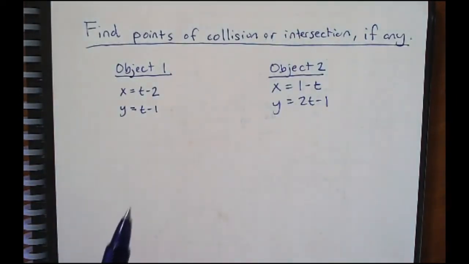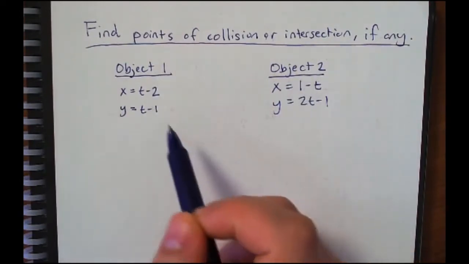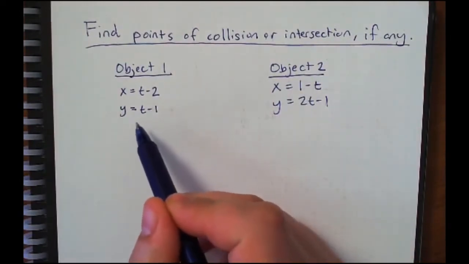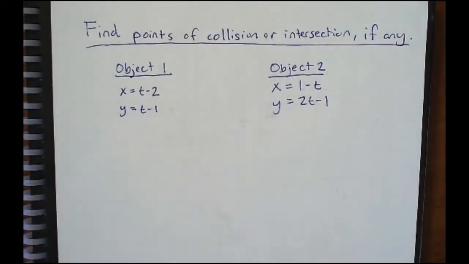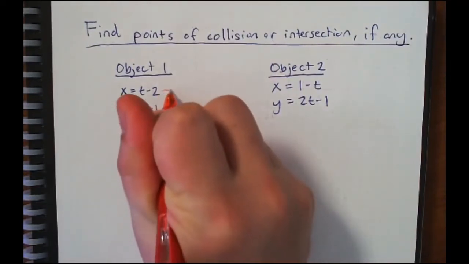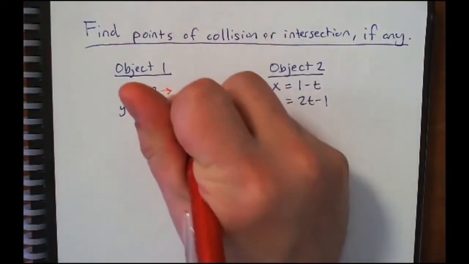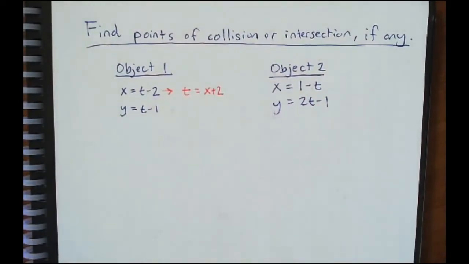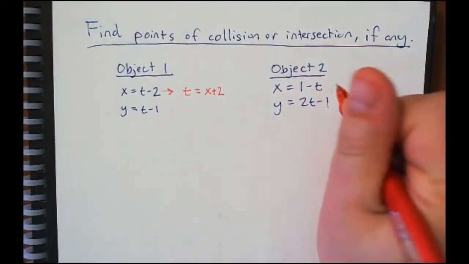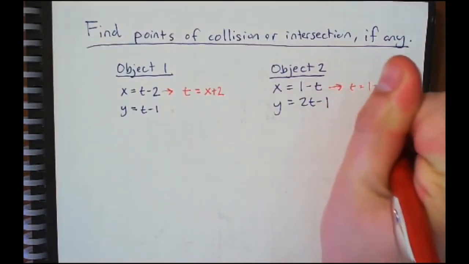To do that, I'm going to write both equations in rectangular form. So this is something we did last class, where we tried to write y in terms of x. And the way to do that is essentially solve your x equation for t. So like if x is t minus 2, then that means t is x plus 2. Similarly, over on object 2, if x is 1 minus t, then t is 1 minus x.